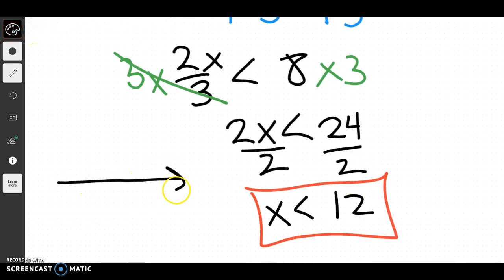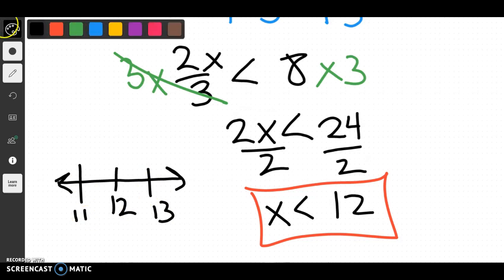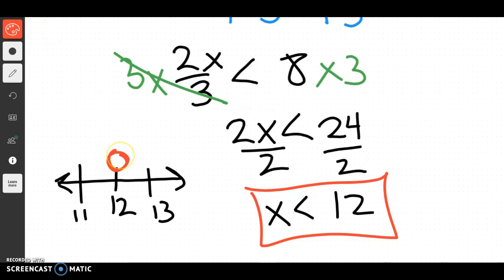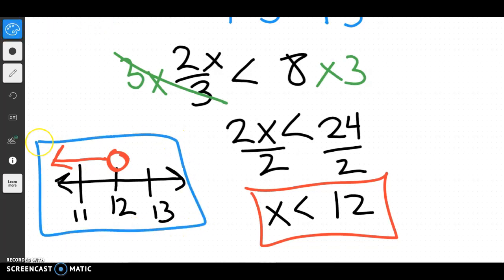So I'd make a number line. 12 would be in my middle. I'd have 13, and I'd have 11. This time, because it's not equal to, I'd make an open dot. And since x is less than 12, I'd want to go away from the bigger numbers, so 11 and 10 would work in here. So this would be my final answer. Let's look at another example.